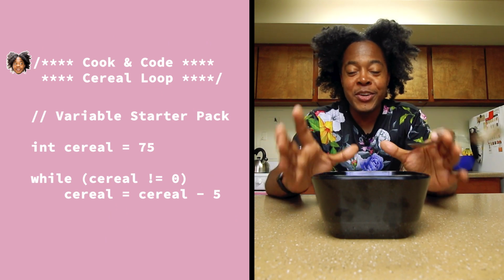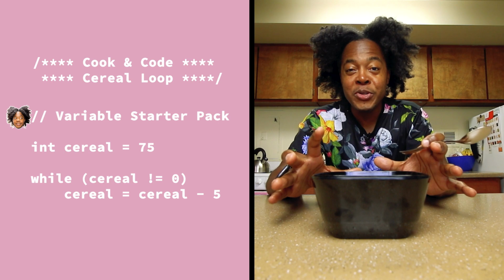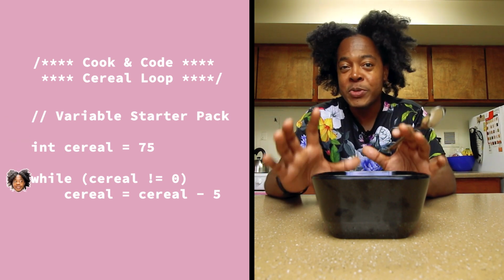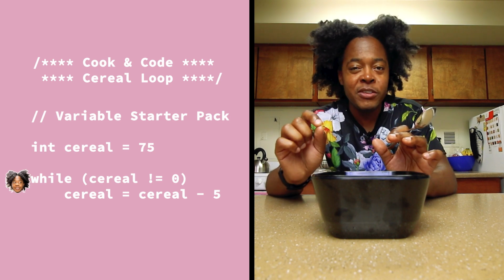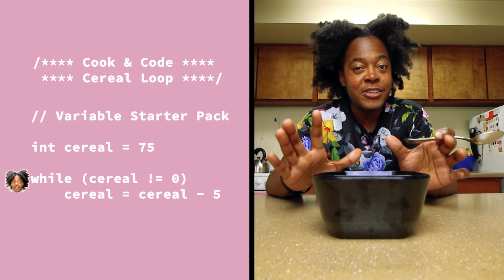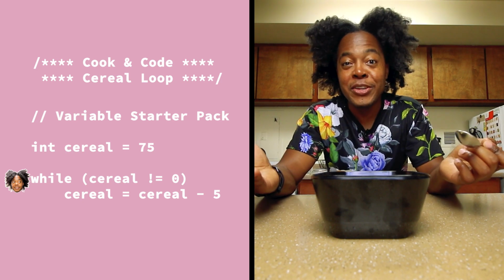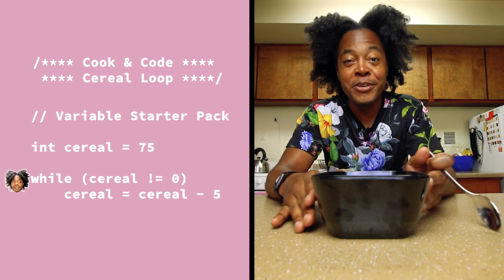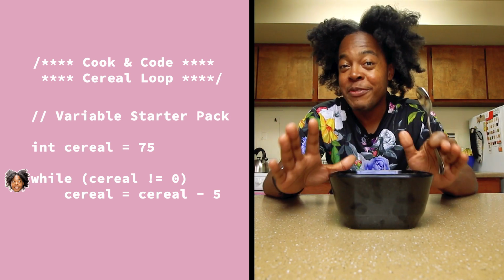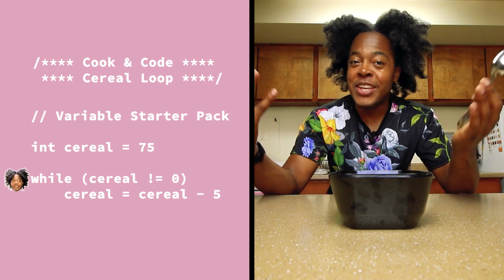So we already declared the variable and we added the data. We said that cereal equals 75. Now we head to the while loop. We see the keyword while, and that means we have to check the condition before we do anything else. Is cereal not equal to 0? Well, let's take a look at the variable. Is there cereal in this bowl? Whoa! Cereal is 75. 75 does not equal 0, which is true.